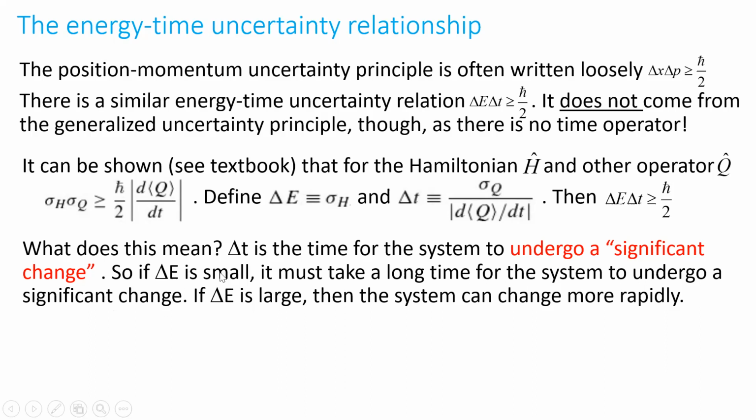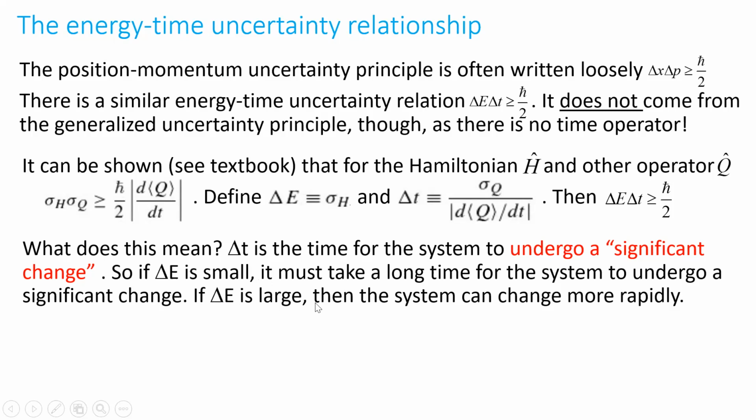And a very good example of this: if delta E is not even small but 0, which it is for a stationary state, that is an eigenstate of the Hamiltonian operator, then delta E would be 0 and delta T would have to be infinity. So in that case, the system cannot undergo a significant change. That's because expectation values of all operators in energy eigenstates do not change in time. They're stationary states, so they don't change in time. Okay, so that's just giving a definite example to try to make this make more sense.